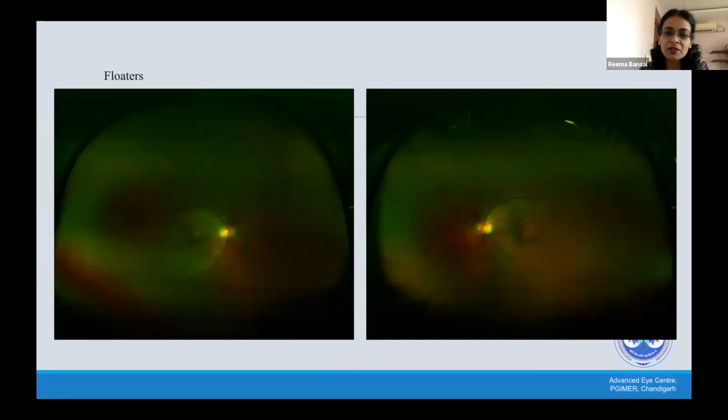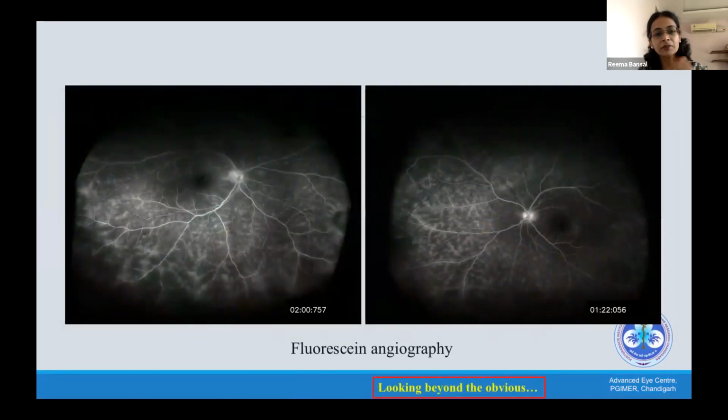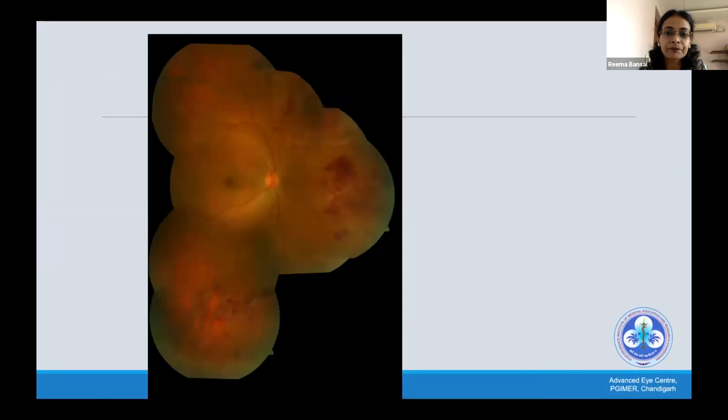Another patient just presenting with floaters, clinical examination not so obviously giving you any clues, but if you do a fluorescein, we see that there is vasculitis in both the eyes, extensive 360 degrees, and the pattern tells you that you're probably dealing with a case of Behçet's uveitis. Again, a very obvious case of vasculitis.